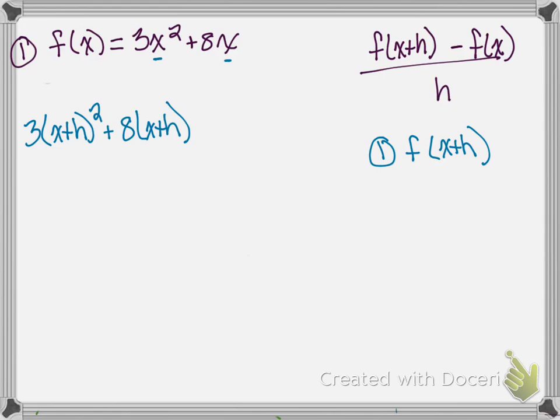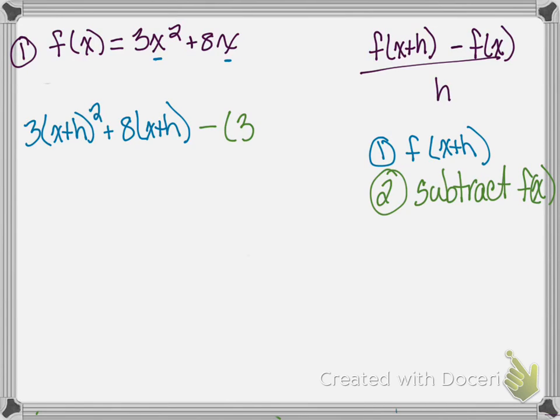My second step is I subtract my original f of x. That's what I do next. So I am going to subtract 3x squared plus 8x. And what students forget to do is they forget to distribute that negative. That's where students make mistakes there.